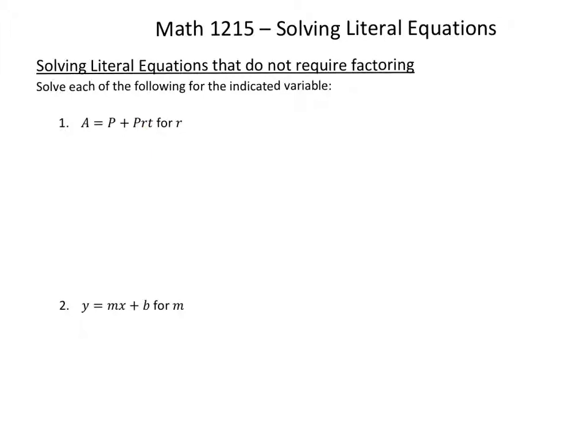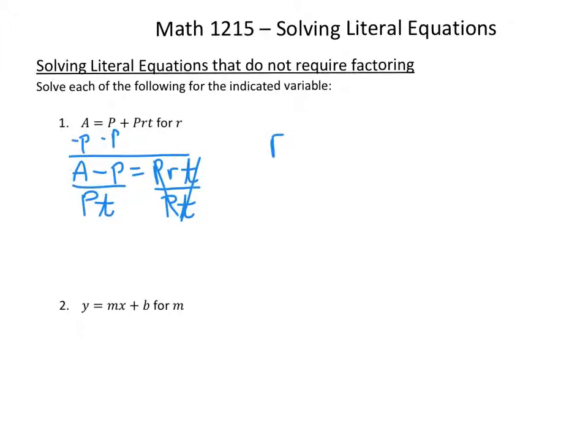So if you subtract P from both sides of the equation, you would have A minus P equals PRT. Now that you've done that, you can divide both sides of the equation by PT to get the R to be alone. So you divide both sides by PT. The P and the T cancel out, leaving you behind with the R, which is what you want. So your final answer would be R equals A minus P divided by PT.